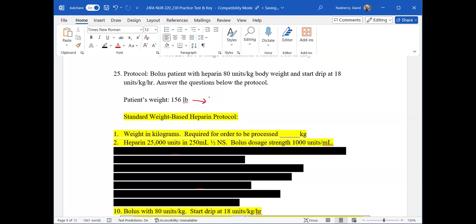So I'm going to take that 156 divided by 2.2. And I'm going to get 70.9090, it just keeps repeating. So I'm just going to say 70.9 kilograms. As long as we're talking about the same patient, we're always going to use that 70.9 kilograms, whether we're calculating a bolus or calculating an infusion.